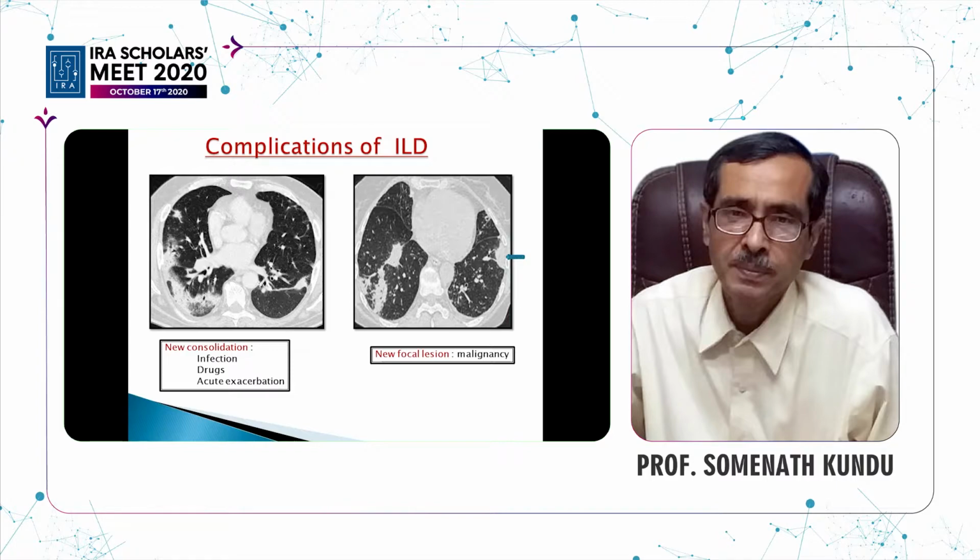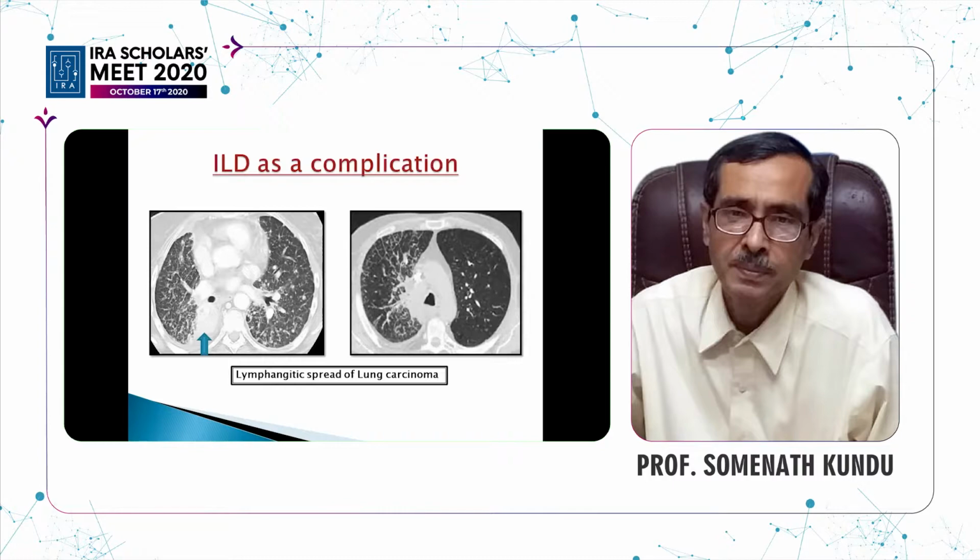If you get a focal lesion in the lung, more so if the lesions are localized, unilateral, then suspect that it could be due to a lymphangitic spread of malignancy.